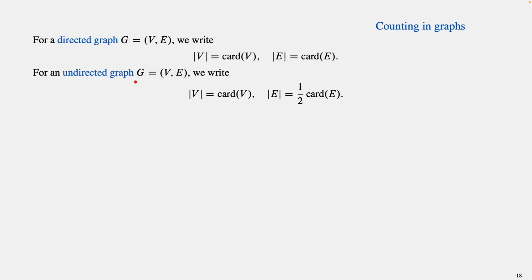For an undirected graph, it's very similar. We count the vertices in the set V, but if we count the edges, then we take 1/2 the cardinality of the set of edges. So this is exactly what I described before, because we automatically have the reverse edge for any given edge in the undirected graph, so there's no point in counting them twice.